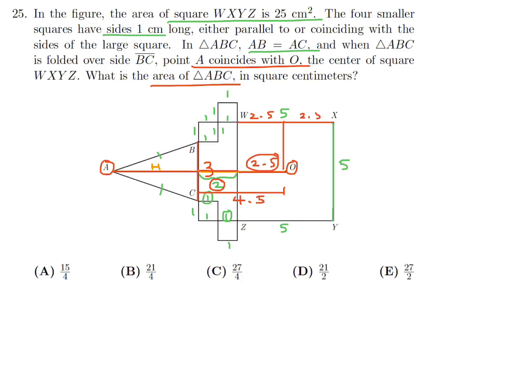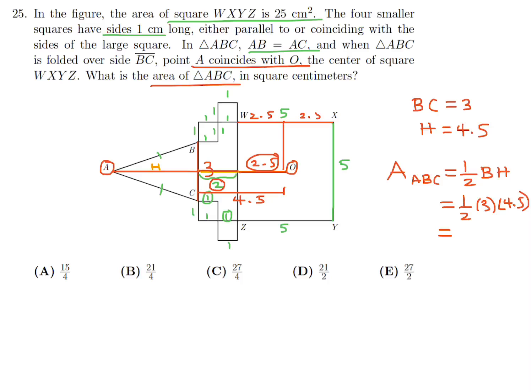So there you go. You've got BC is equal to 3, and you've got H is equal to 4.5. And now we can figure out the area of triangle ABC. 1/2 base times height, which is 1/2 times 3 times 4.5. And if you want to put this in fractions, this will be 3 over 2 and 9 over 2. So this looks like 27 over 4. And therefore, number 25, the answer is C.